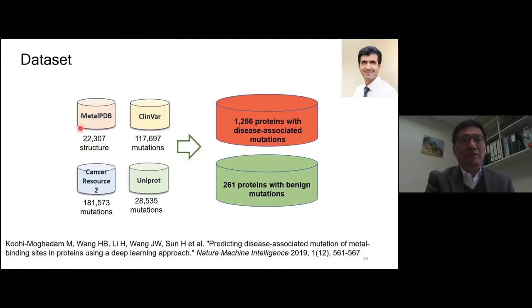So we use, for example, over 23,000 structures from the protein data bank. And then we also get over 100,000 mutations of proteins. And we also get these mutations from cancer sources and a variety of other mutations. So based on this data bank and input, we get over 1,000 proteins with disease-associated mutations, and also 261 proteins with benign mutations. Then based on that, we can train the machine.